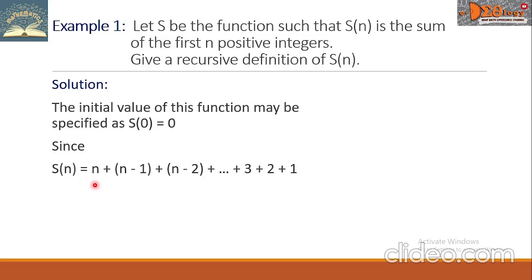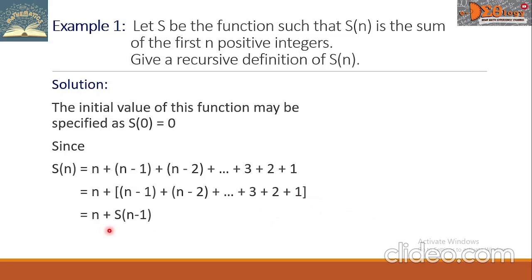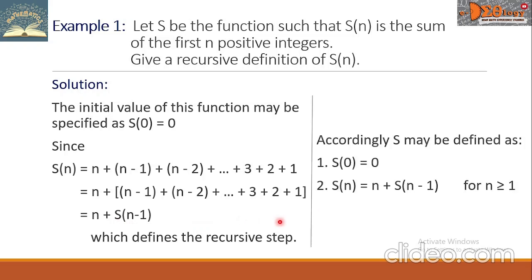Since capital S of n equals n plus the quantity n minus 1 plus the quantity n minus 2 plus and so on plus 3 plus 2 plus 1. Now we separate the first element n, plus we group the second element up to the last term. So it becomes like this. And then let us show that this is n plus capital S of n minus 1, which defines the recursive step. Accordingly, capital S may be defined as, number 1, capital S of 0 equals 0. Second, capital S of n equals n plus S of n minus 1, for n greater than or equal to 1.